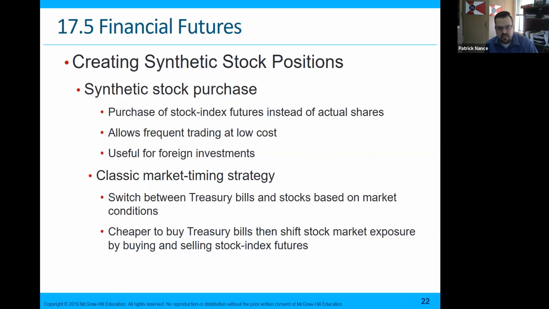Also, like I said, lower trading costs, and that usually can result in higher overall returns, especially if you tend to buy and sell those futures contracts in between the time the futures contract was written and when it actually expires, because then there's no actual delivery and no cost out of pocket for whatever stock within that index you're supposed to purchase at the end of the futures contract. Classic market timing strategy: a switch between T-bills and stocks based on the market conditions. It's cheaper to buy T-bills than shift stock market exposure by buying and selling stock index futures.